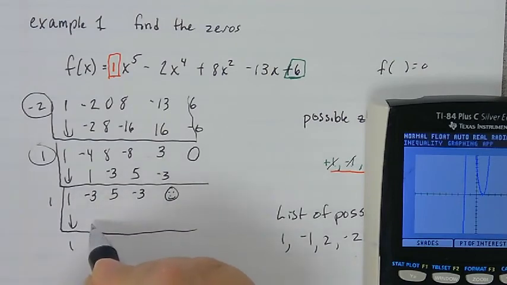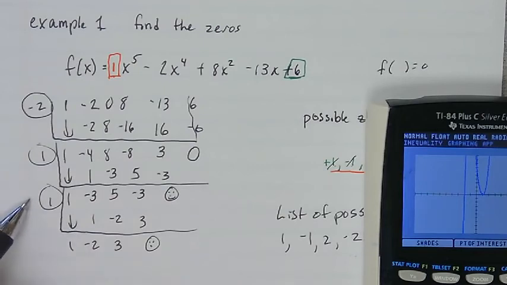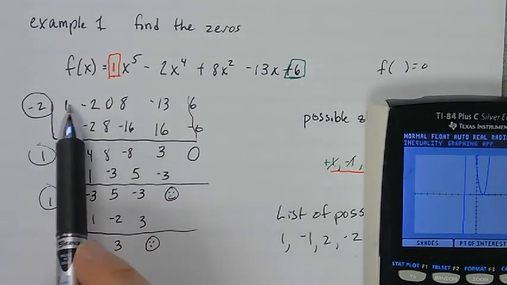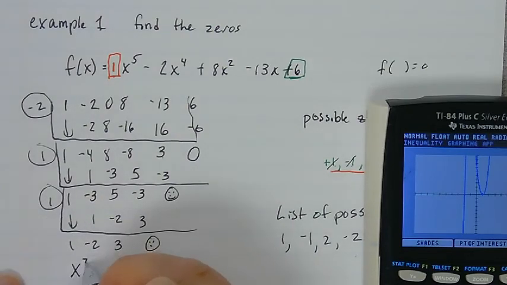So bring down the 1. And we get a 0 again. So that means -2 is a 0. 1 is a 0 twice. So this was x to the 5th, x to the 4th, x to the 3rd. So now I'm down to x squared minus 2x plus 3.